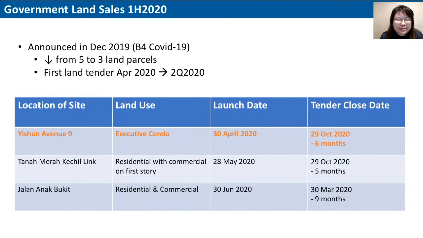And because of COVID, all these new lands that were being released, you can see Yishun, Tanah Merah, and Jalan Anak Bukit, are 6 months, 5 months, and then 9 months. Of course, do take note of the one at Jalan Anak Bukit. I noticed that it is a much bigger plot of land, and I think it is more significant lah in terms of how they wish to design this plot of land. There is a dual envelope land bidding for this, so therefore the timeline before it closes is also much longer.